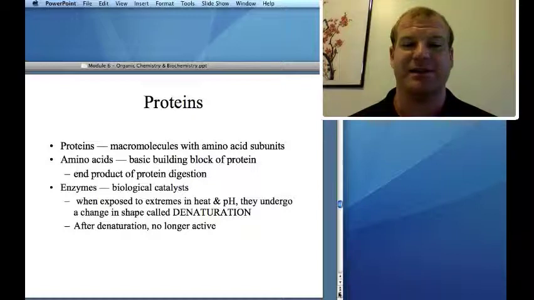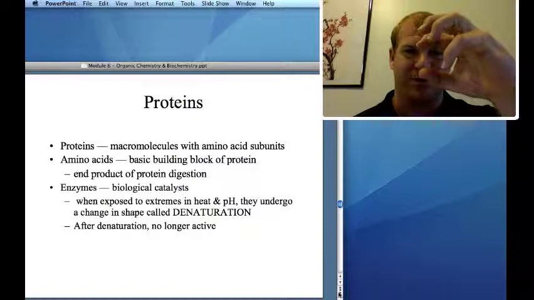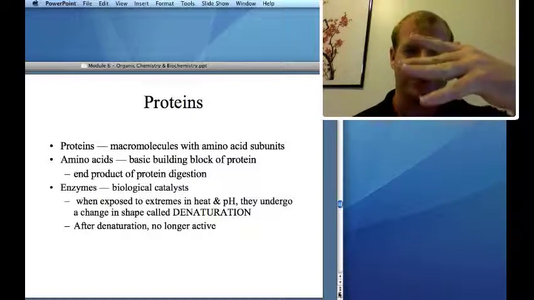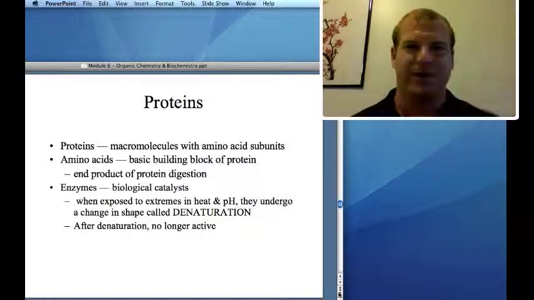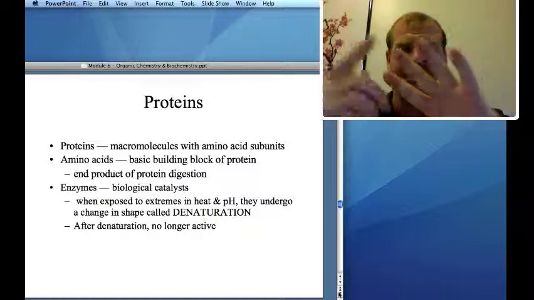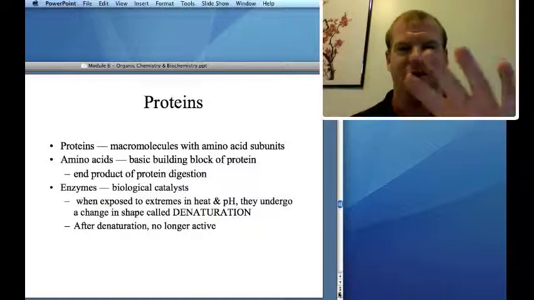And also enzymes, when you expose enzymes to extremes in heat and or pH, they undergo a change called denaturation. So denaturation means they don't work anymore. They change shape. So if this blob is what happens and it denatures, it changes shape, this doesn't work. So then the enzyme doesn't work anymore. So what do I mean? Let's say I take my hand and I burn it to the point that my fingers are all third-degree burns.